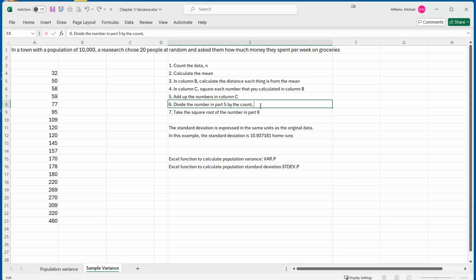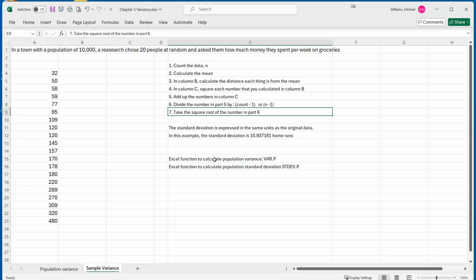So divide the number in part 5 by, I'm going to put it in parentheses, count minus 1. Now you might ask why. There's a mathematical reason this is different from the other one. That's all I'm going to tell you. If we were graduate students in mathematics, we could go over why it's true. Or n minus 1. That's how you see it in a formula. N means the count. Otherwise, the 7 steps are the same.